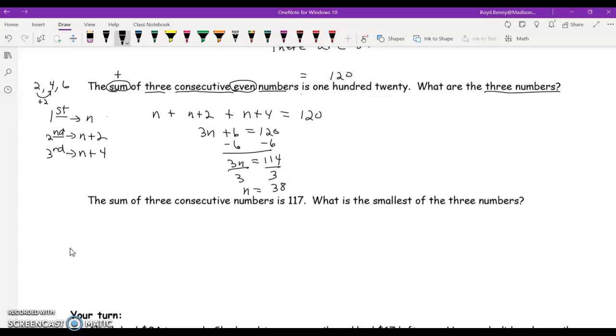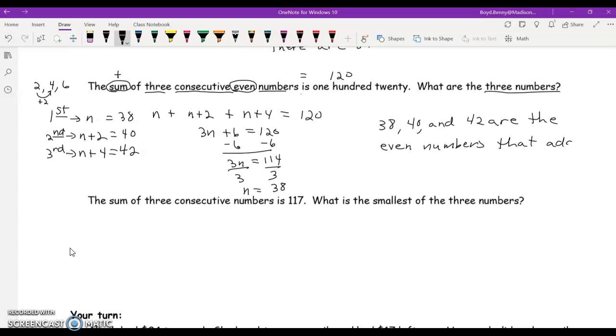Now that's just the first number. To get the second number, I would add 2, and to get the third number, I would add 2 more. So my three numbers are 38, 40, and 42. So 38, 40, and 42 are the even numbers that add up to 120.